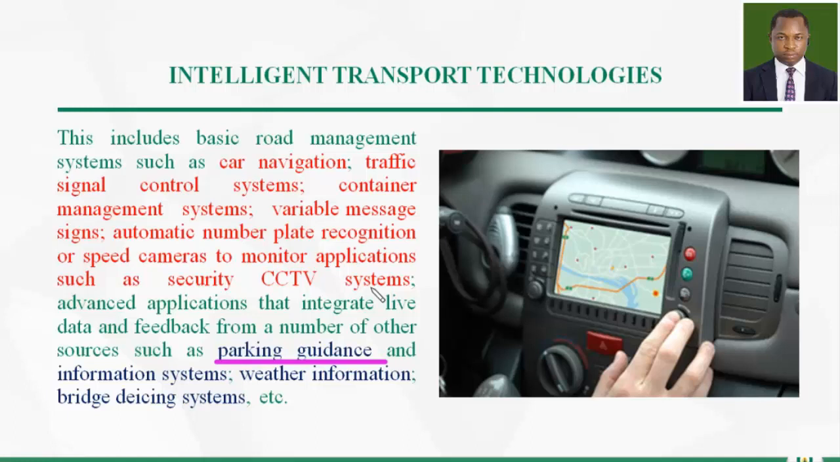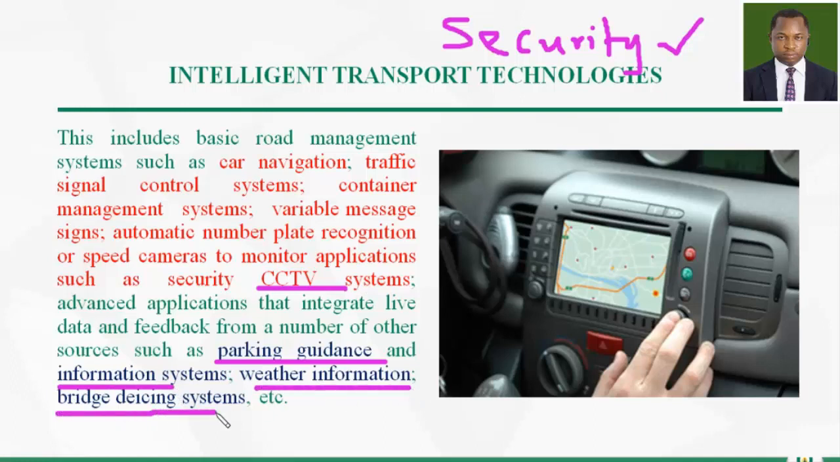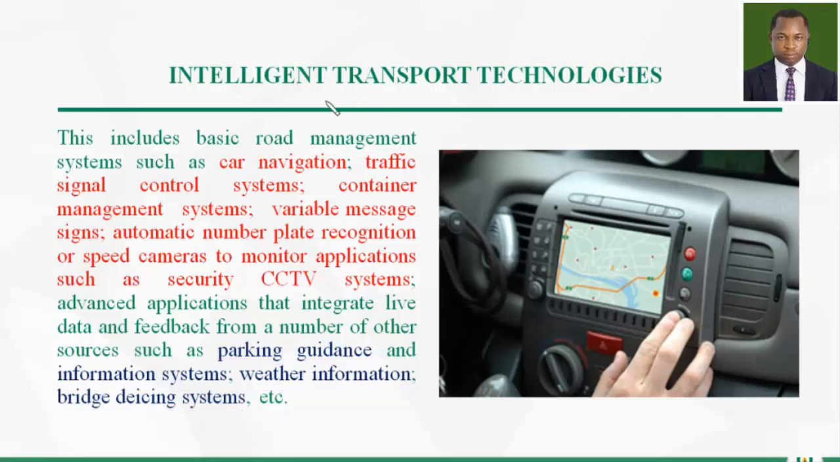Remember we talked about the core essence of intelligent transport system, of which security is one. So that live monitoring, using CCTV cameras, using number plate detection, all of that guarantees security on the road. Information systems, weather information, bridge de-icing system, all of these are core components of intelligent transport technologies.